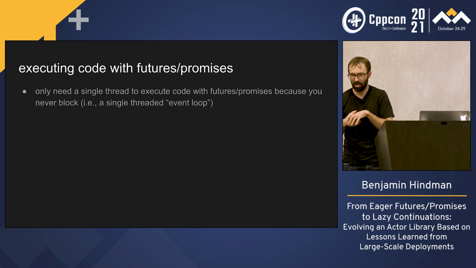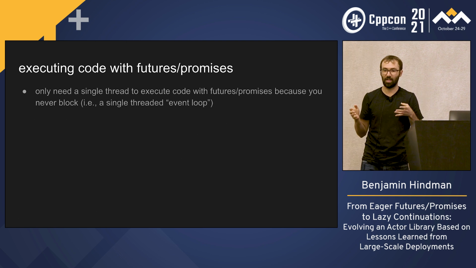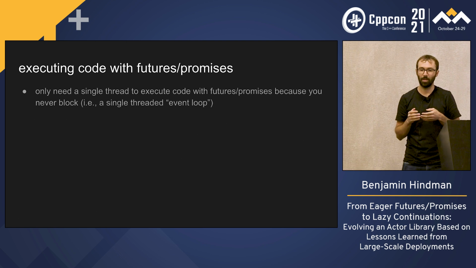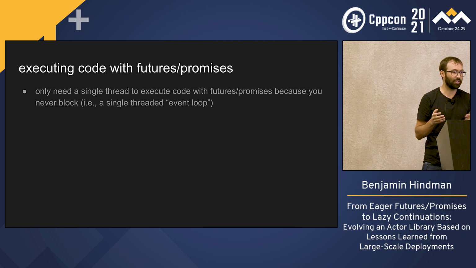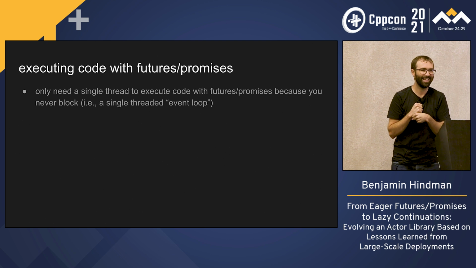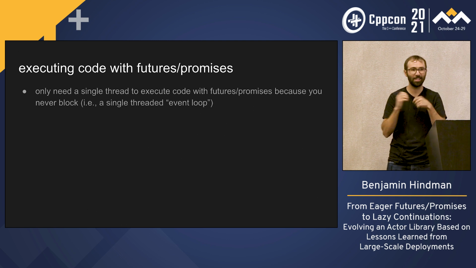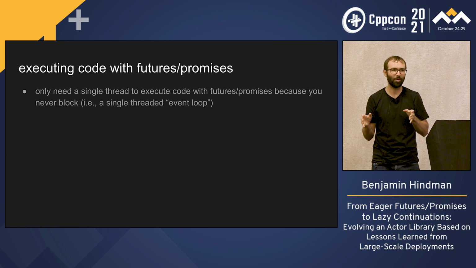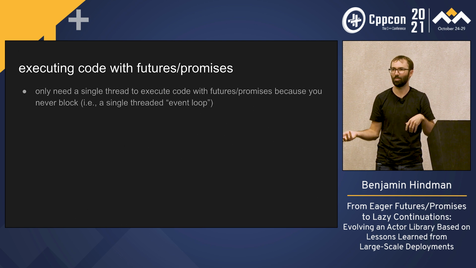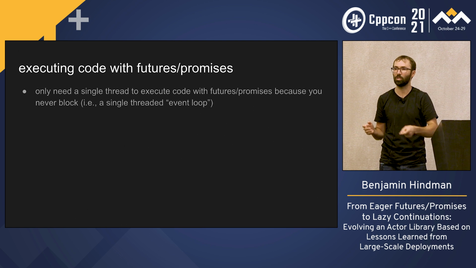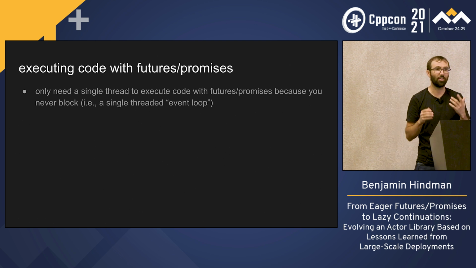So to talk about state, first we should talk about what it means to execute code with futures and promises. One of the cool things about writing software in this way is you only need a single thread to execute your code with futures and promises, because you never block. The whole point was finding all those places where the code would block and turn it into returning futures, setting promises later, so the code never blocks, so you only ever need a single thread. And in fact, there's many, many systems out there that do exactly this.